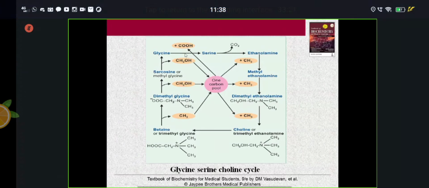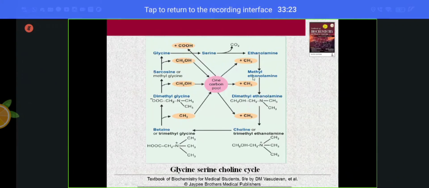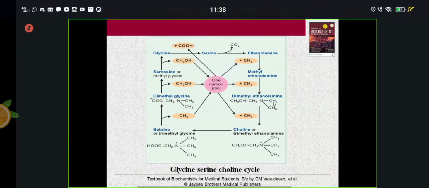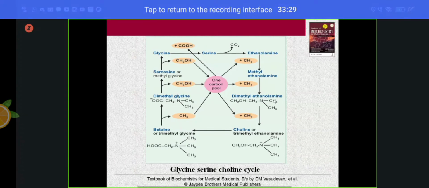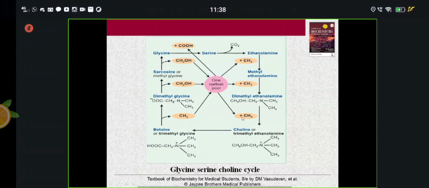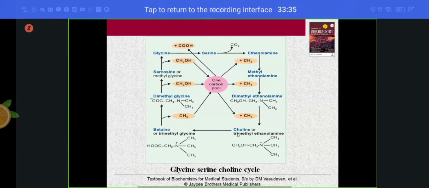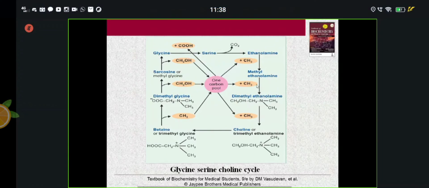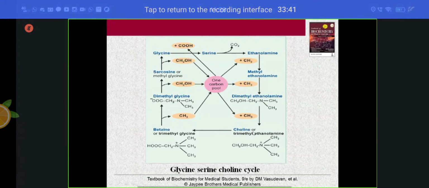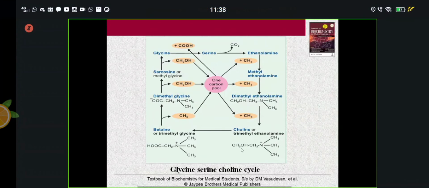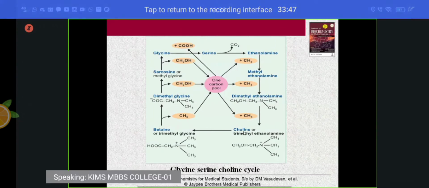Ethanolamine: glycine, serine, ethanolamine. Then again a methyl group is added, you get a methylethanolamine. Another methyl group, you get a dimethylethanolamine. You can see, no? Dimethyl. And again one more is added. Finally you get choline. So ethanolamine, add 1, you get methyl, again you add 1, again you add. When you add 3 methyl groups to ethanolamine, you get choline.